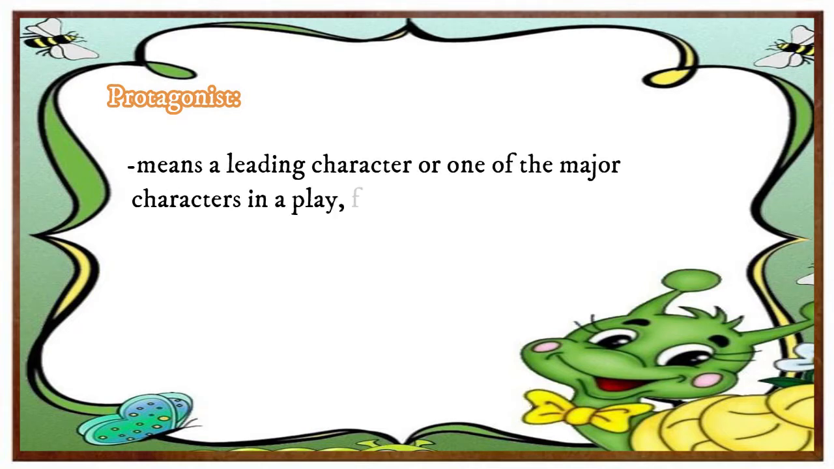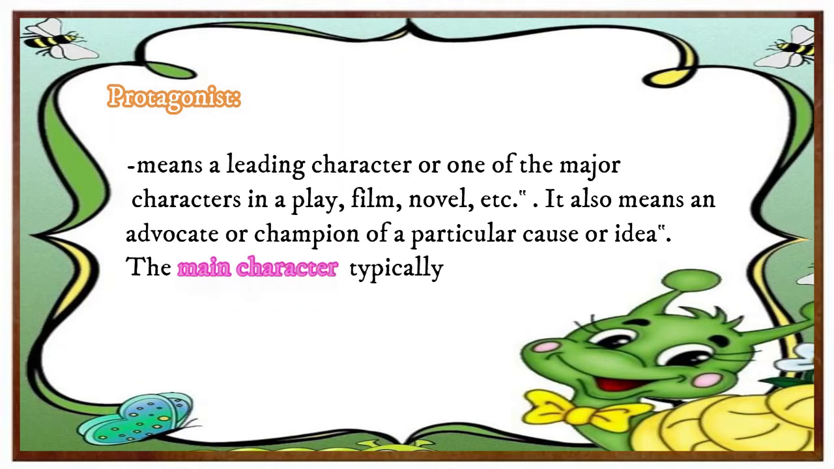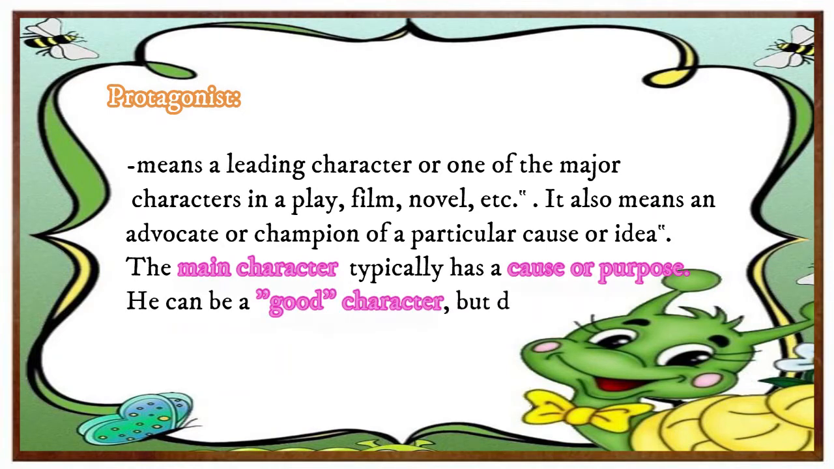What is a protagonist? The word protagonist stems from studies of ancient Greek stage drama. The modern meaning is a leading character or one of the major characters in a play, film, or novel. A secondary meaning is an advocate or champion of a particular cause or idea. This comes from the prefix pro, meaning for or in support of. So, a protagonist is a main character who typically has a cause or purpose, for example, saving their world from a tyrant. The protagonist can be a good character, but does not always have to be.